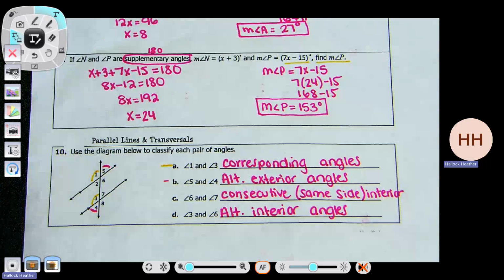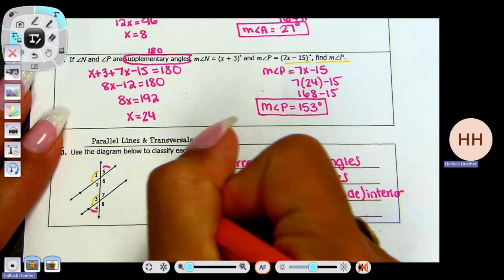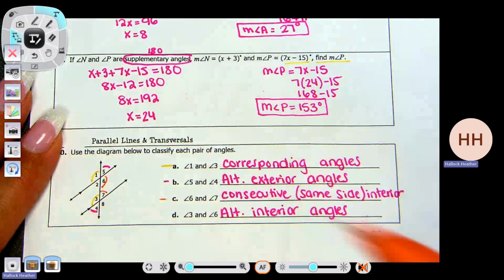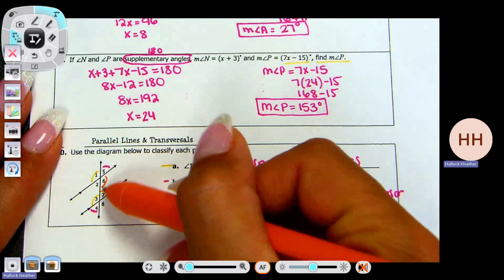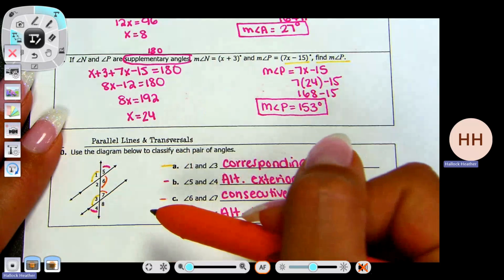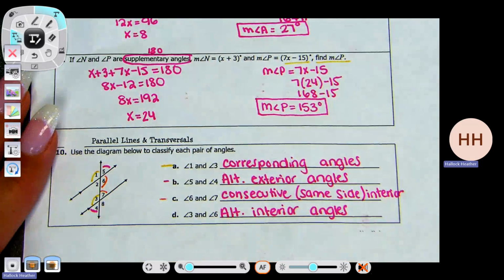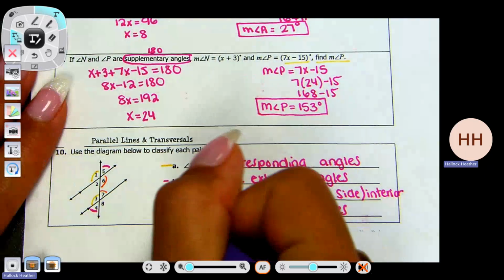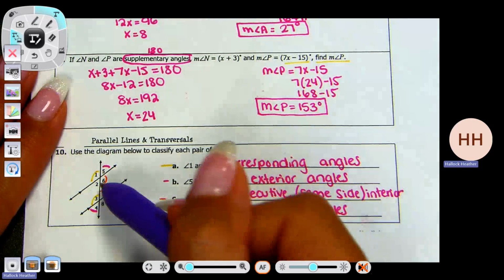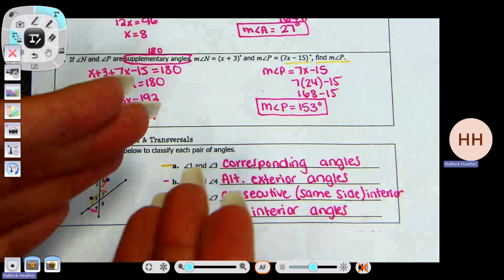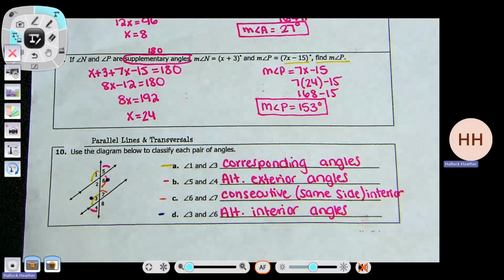The next one says 6 and 7. These are next to each other. They're both inside. They are not equal to each other. They're consecutive interior angles or same side angles because you're not jumping across the transversal. Those add to make 180 degrees. They are not congruent. And then last but not least is alternate interior. 3 and 6 jump across the transversal. They're inside of the sandwich, so they are congruent to each other.